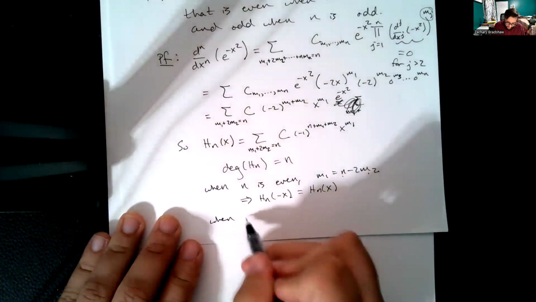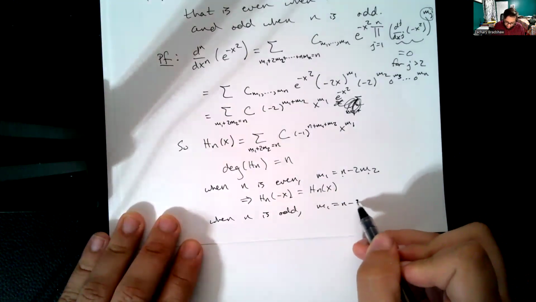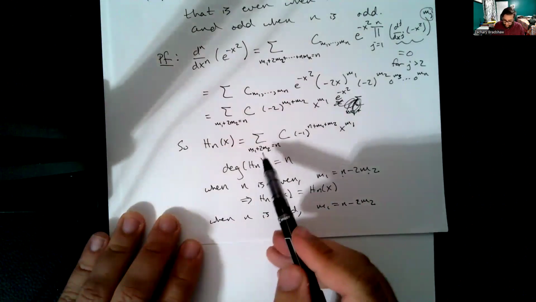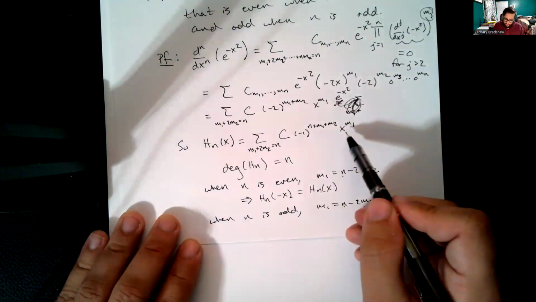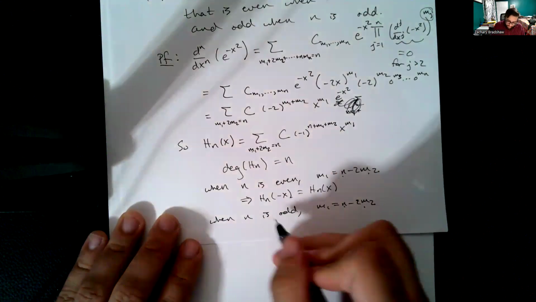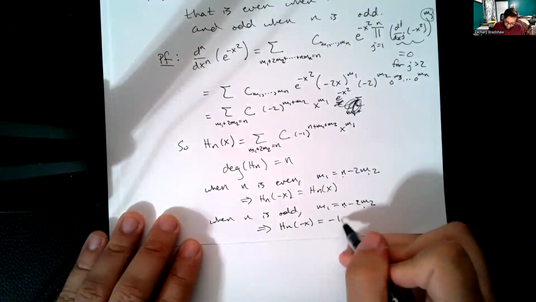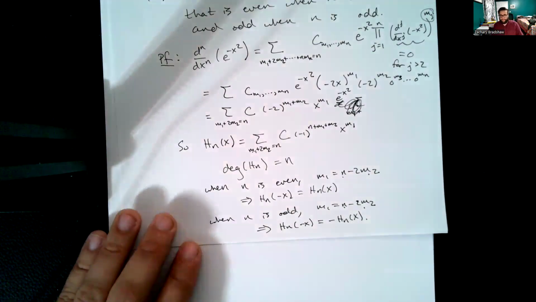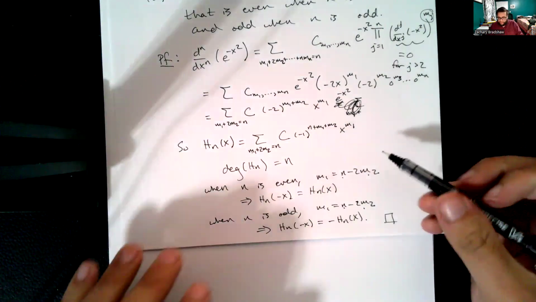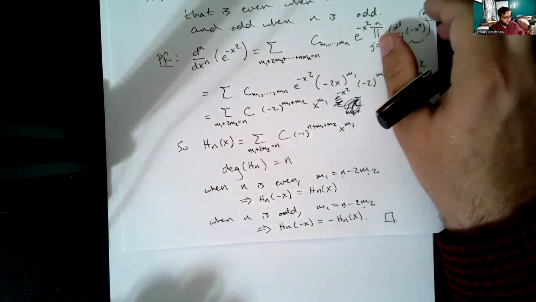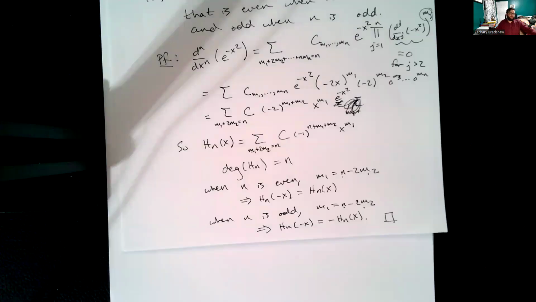And when n is odd, so again, we have m1 equals n minus 2m2 from here. And so we'll have an odd minus an even, that's an odd number. And so all my choices of m1 will be odd. And so that tells me that my polynomial is going to be odd. Okay, so I really just need this fact that this thing is indeed a polynomial, I think. But this is a nice property that these polynomials satisfy.